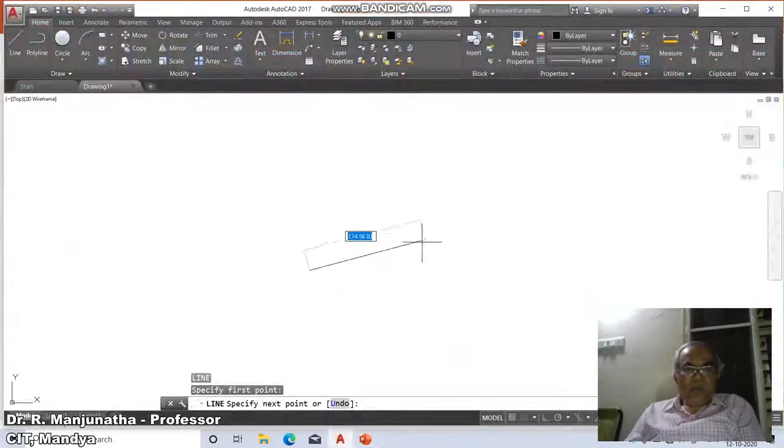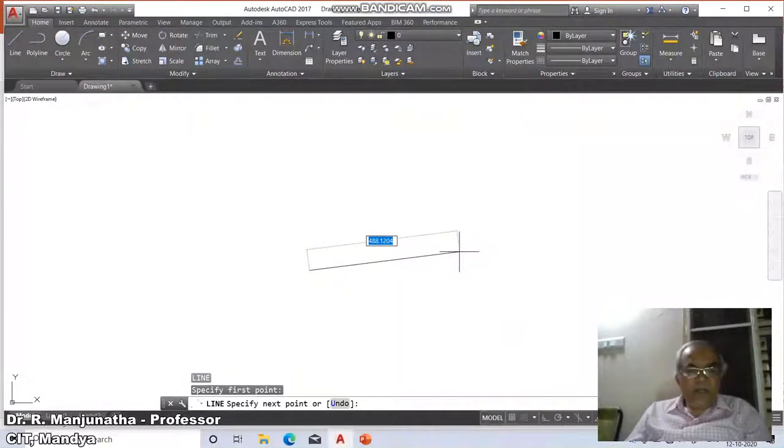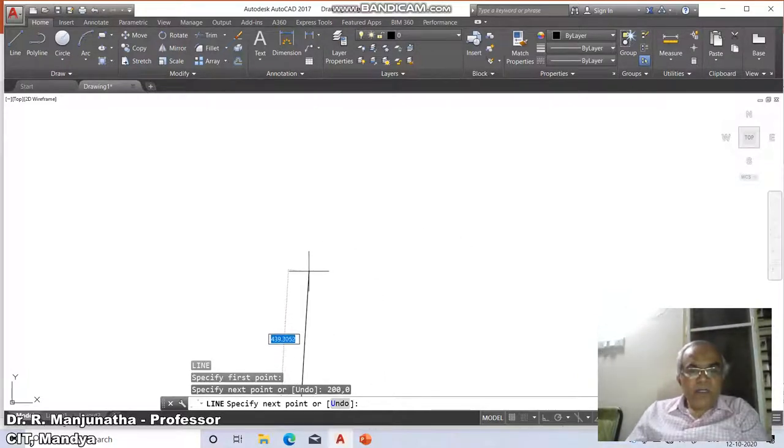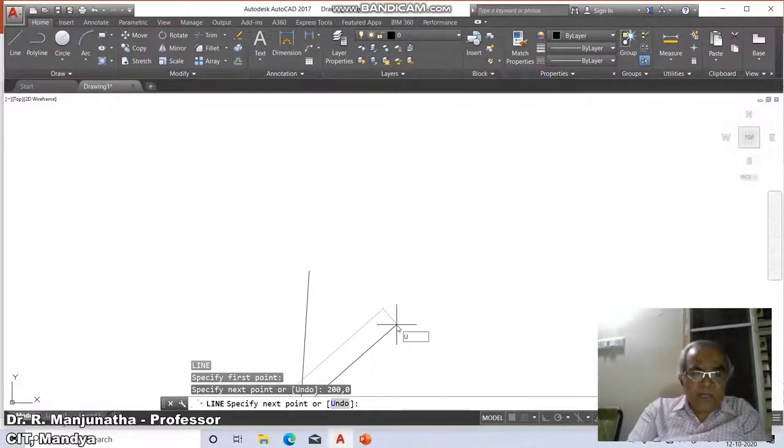So now, why do we need to give the at the rate? Suppose if I don't give the at the rate, what happens? 200, 0. Now it will consider from 200, 0, which means it will take the absolute coordinate system with reference to the origin, or with respect to 0, 0. Since it is wrong, I will say undo, because you have an undo option here. To demonstrate that, I have used this opportunity.